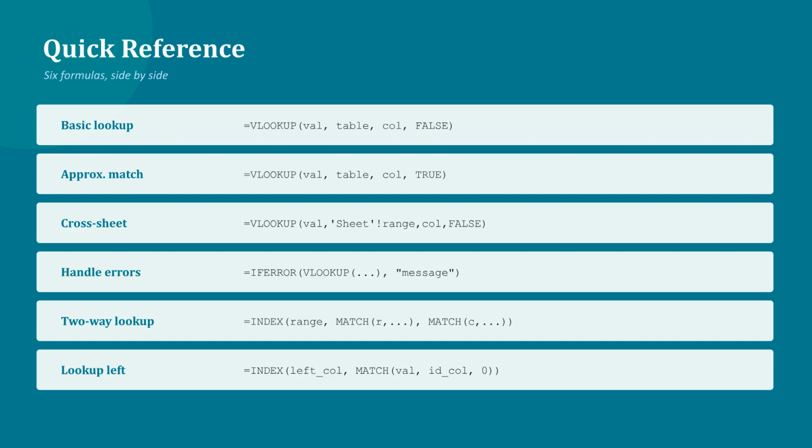If you take away just one thing from this presentation, let it be this. VLOOKUP is great for simple, single-criteria left-to-right lookups, but INDEX and MATCH together are more flexible and can handle almost anything VLOOKUP can, plus the cases it can't.